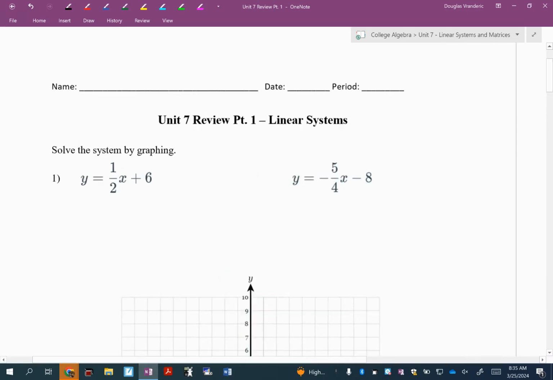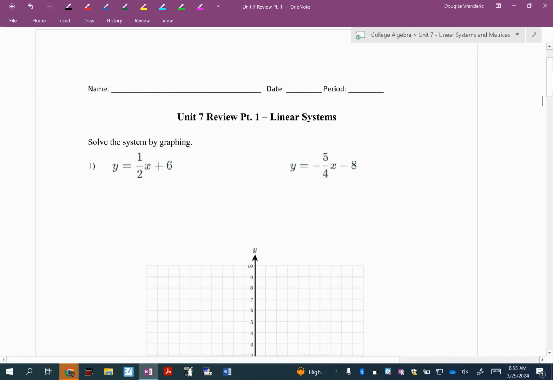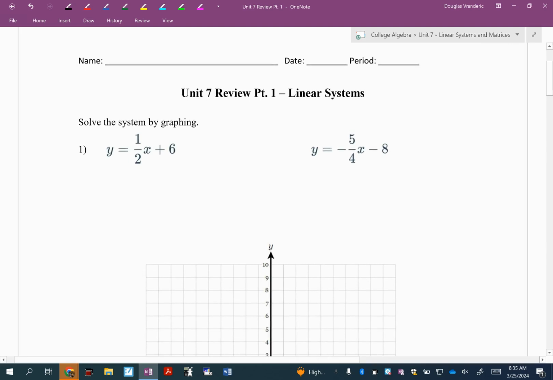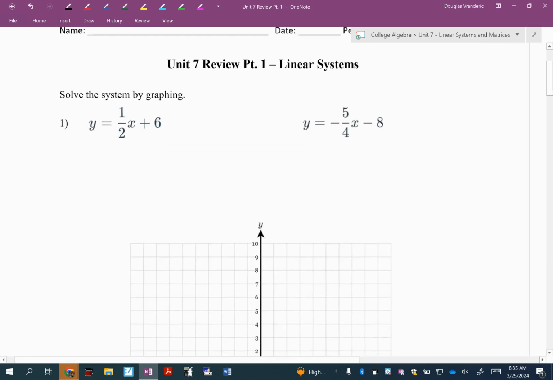In this video, I'm going to go over some questions for our first part in terms of our review for linear systems. So our test will be over kind of three tasks or objectives that you had to complete, which is graphing to solve a system, solving a system using elimination, and then ultimately using substitution. So those three ways to solve a system. So the first one, the graphing.